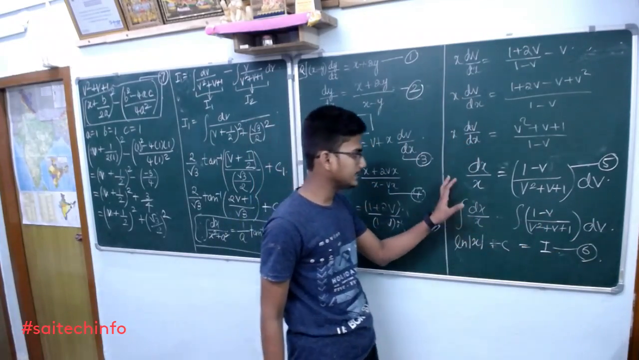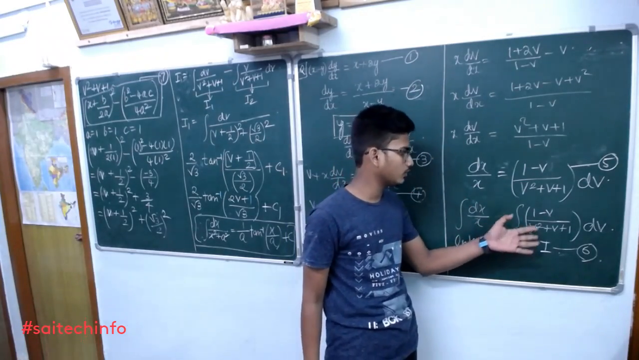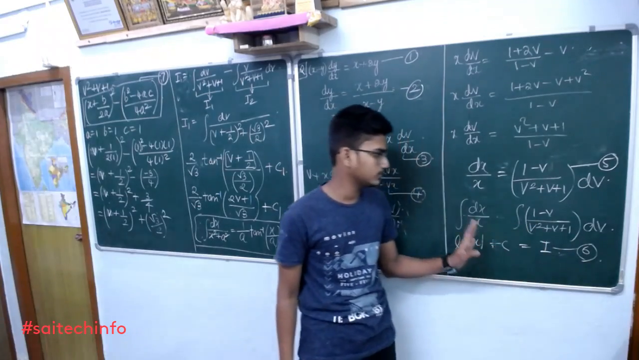Next step, we integrate equation 5. So the integral of dx by x is equal to the integral of (1 minus v) whole divided by (v square plus v plus 1) into dv.